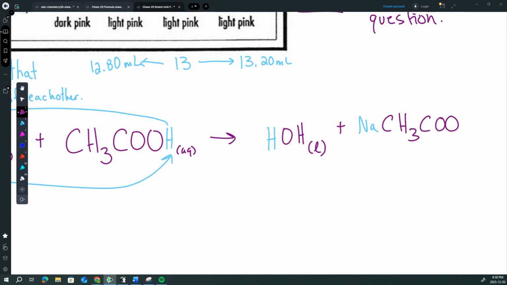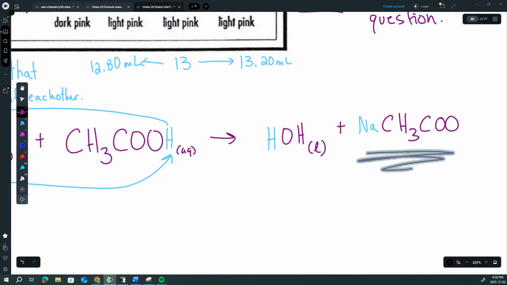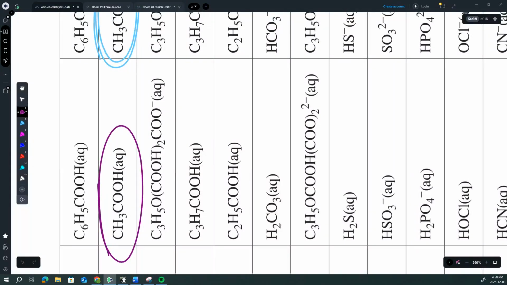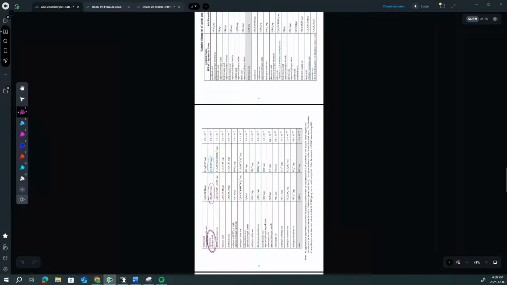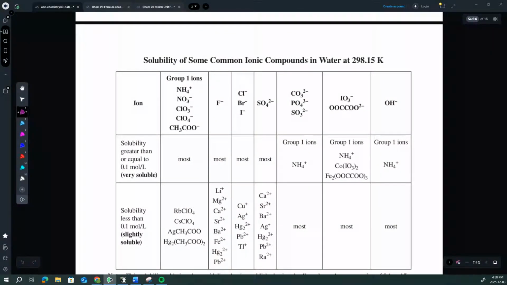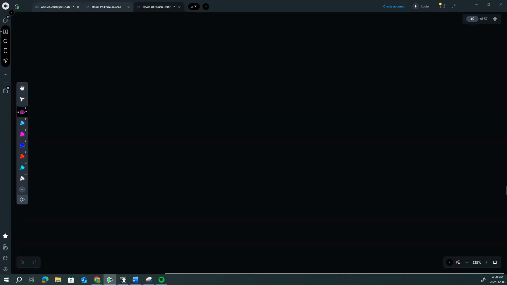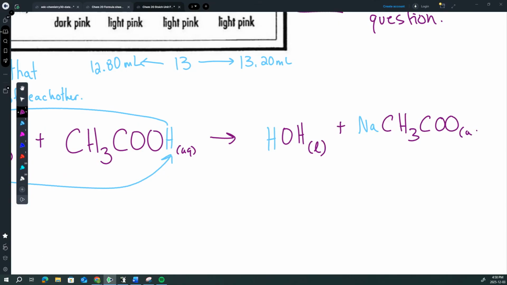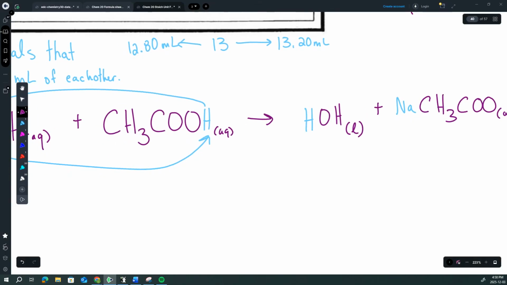All right, now let's check the solubility of sodium acetate, which is this thing right here. So let's go to our data booklet, go to our solubility table, and you'll find the acetate ion right here. Most things are soluble, but let's just double check that sodium acetate isn't here. It's not, so therefore it is going to be soluble. So we rate it as aqueous.